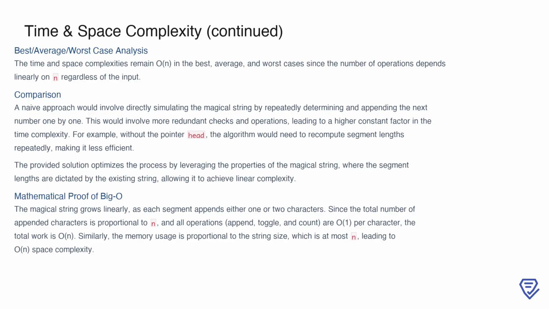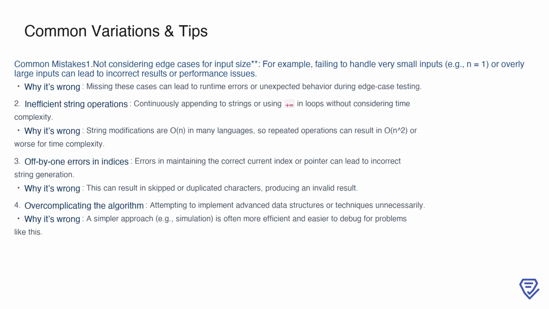In contrast, the provided solution optimizes the process by leveraging the structure of the magical string. By using the existing string to determine segment lengths, it achieves linear complexity. To mathematically prove the big O, we note that the string grows linearly, appending 1 or 2 characters per segment. Since each operation, whether appending, toggling, or counting, is O(1) per character, the total time complexity is O(n). Similarly, the memory usage is proportional to the size of the string, which is at most n, leading to an O(n) space complexity. When tackling the magical string problem, there are several common pitfalls to avoid.